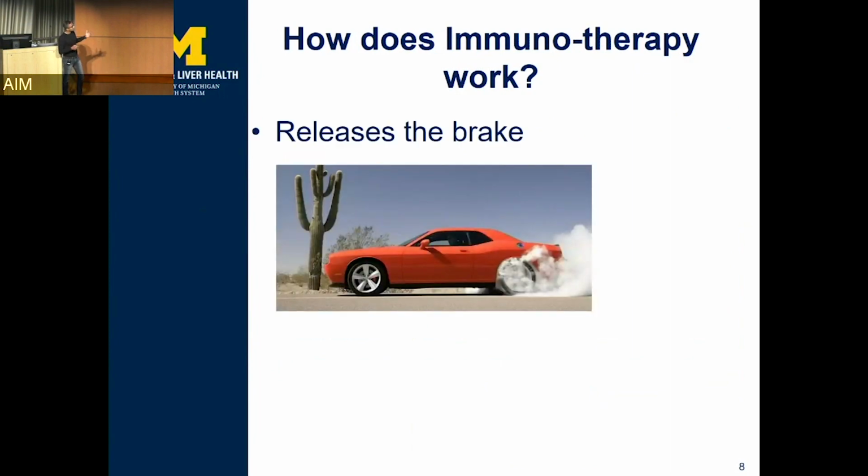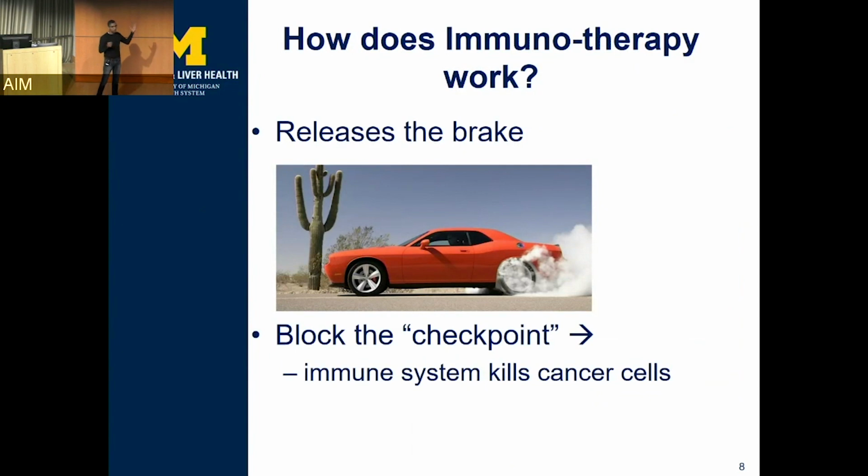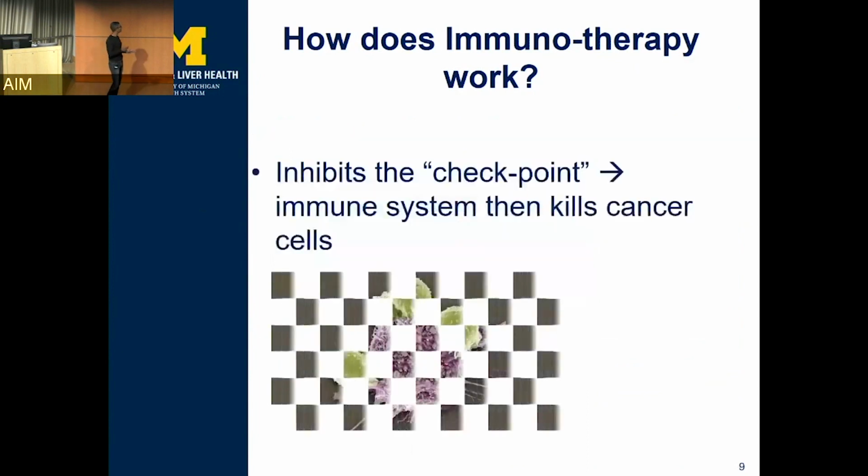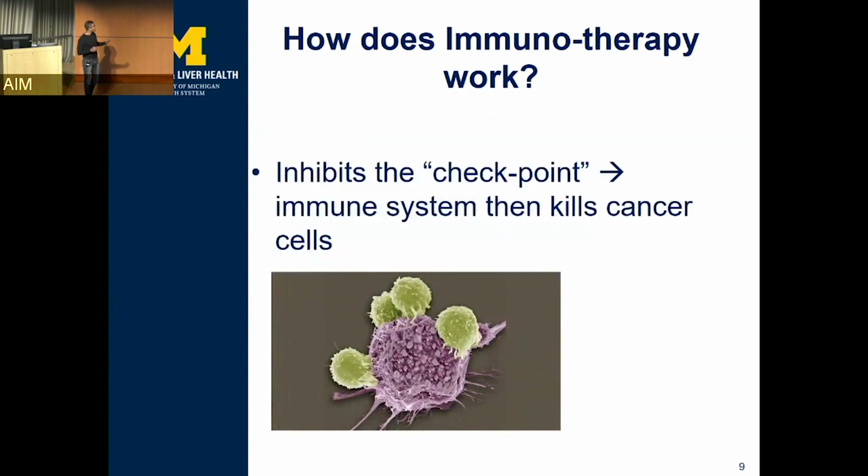So how does it work? You simply release the brake. When you release the brake, the immune system kills cancer cells. That's in one sentence. If I were to explain this in an elevator, that's it. So this is what it looks like. The little green things are your immune cells, and the purple thing is a cancer cell, and it's being attacked. Because your immune system is set up to recognize you from not you, when you release the brake on it, it gets a robust response.